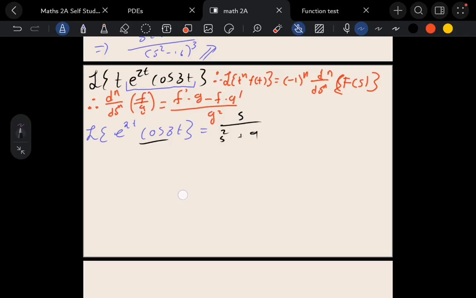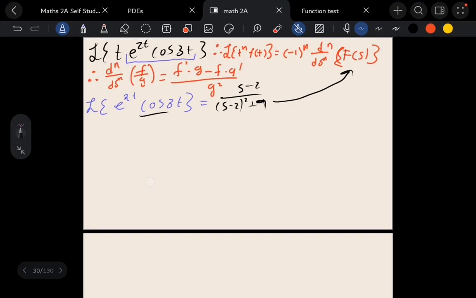But because we are multiplying this with e to the power 2t, we are going to subtract 2 whenever we see s. So I'm going to have s minus 2 all squared plus 9. So it's going to be something like that. And then we are going to take this thing here and sub it into this equation. So now I am going to have negative 1 all to the power 1, d over ds in bracket s minus 2 divided by s minus 2 all squared plus 9.